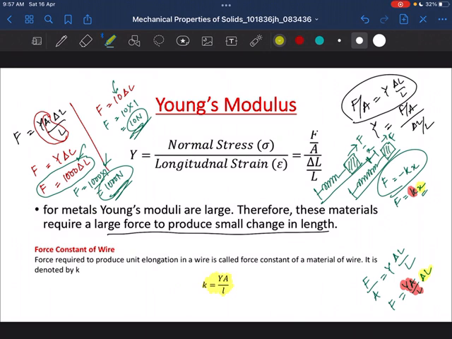So Y is the Young's modulus, A is the cross-sectional area, and small L, actually this won't be small l, it has to be capital L in there. So capital L, that is the length of the spring or wire we have. So this is how we get the spring constant, and that is also known as the force constant.